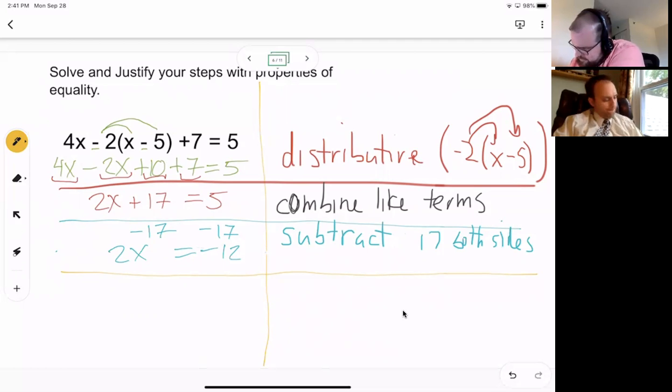Yes. Sure. All right, and then for a last step, I see I've got a 2x. I'm going to divide both sides by 2.